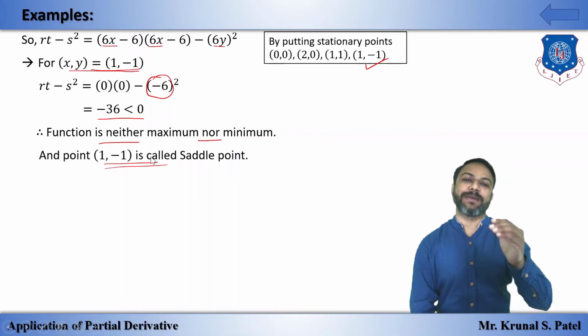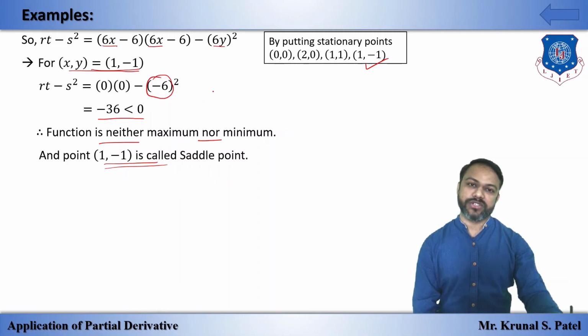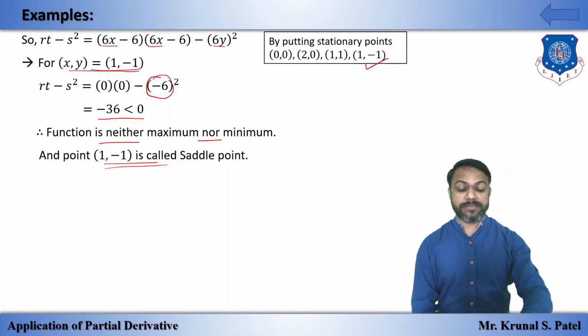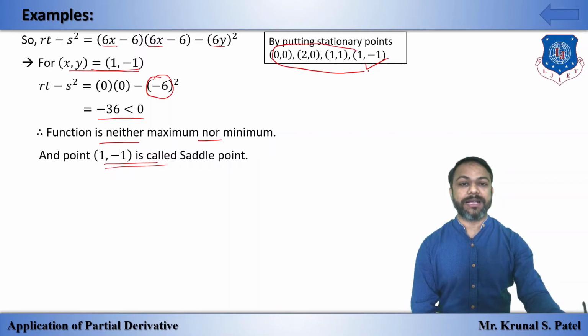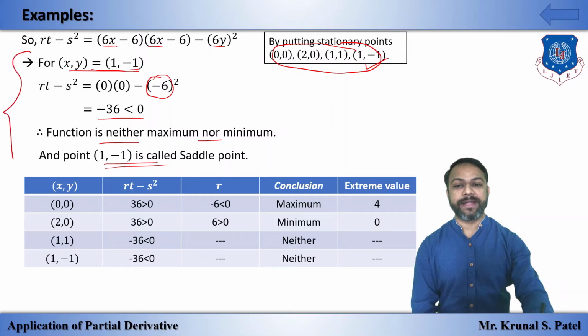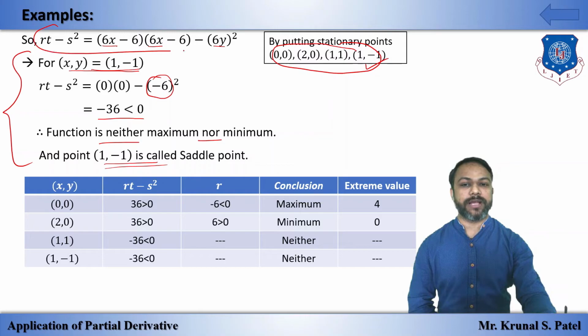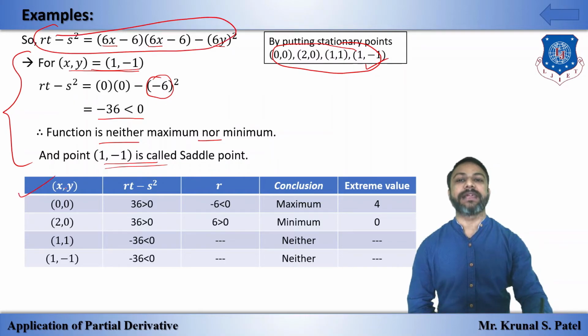So these are the steps of getting extreme values of any function. Now you may think that this is compulsory, that we have to check each and every point like this. No, we can check all these 4 points directly by a table also. No need to write down all these steps for each and every point. Directly after getting rt minus s square, you can write this table.